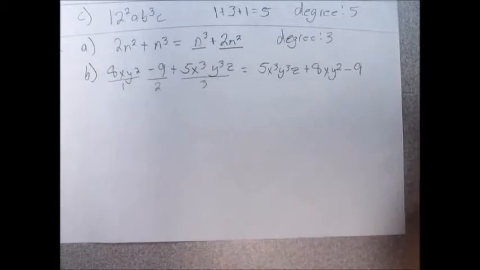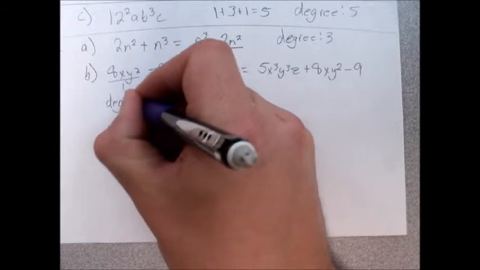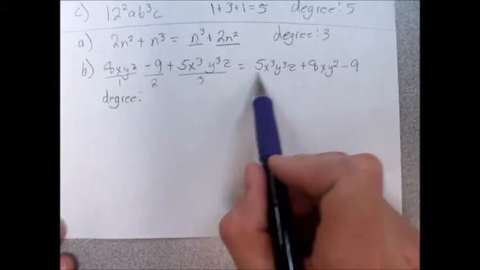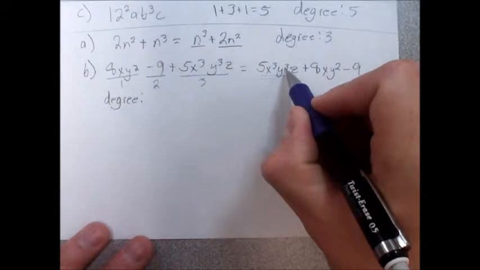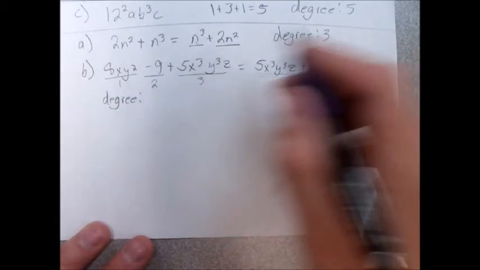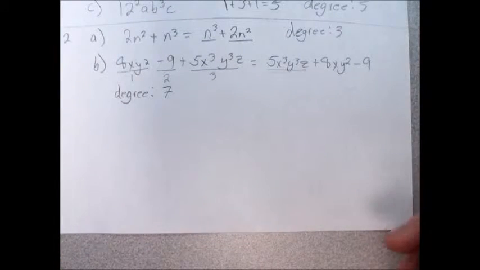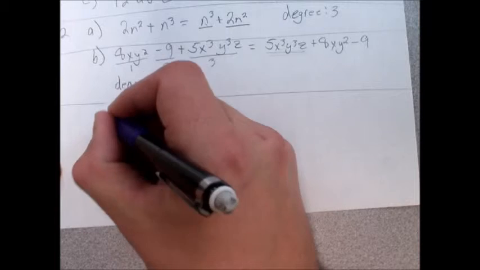I need to find out the degree of this. So I'm going to write down degree. And which term is going to have the highest degree? This one, right? So I need to add them up. 3 and 3 make 6, and 1, 7. So it has a degree of 7. Any questions? Okay.